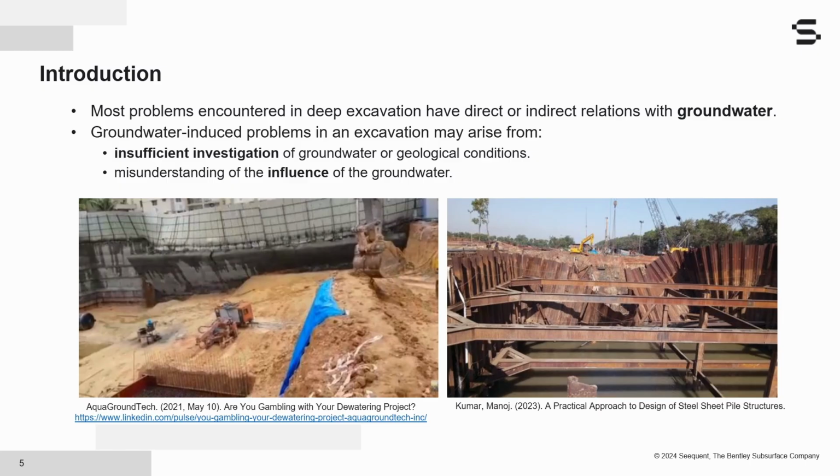Here you can see two prime examples of groundwater-induced problems. I always like to start my presentation with some scary pictures, and it keeps everyone on their toes. On the left, we have a failure of a shoring system that has no dewatering in place, and this failure came about due to a heavy rainfall. On the right, we have a collapsed cofferdam due to the failure of the dewatering system, causing a higher hydrostatic pressure than the designed one.